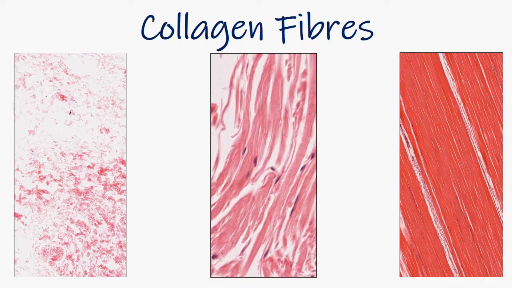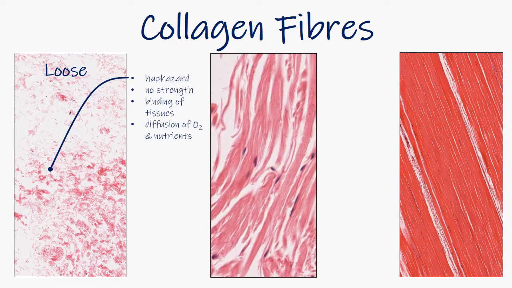Shown here are three different light microscopic images that nicely demonstrate the three major arrangements of collagen fibers in connective tissues. On the left is what is classified as loose connective tissue because the collagen fibers are randomly arranged and not at all densely packed together. Because of this haphazard arrangement, loose connective tissue does not have much strength, but it is very useful for binding tissues together as well as allowing the diffusion of oxygen and nutrients across its structure.